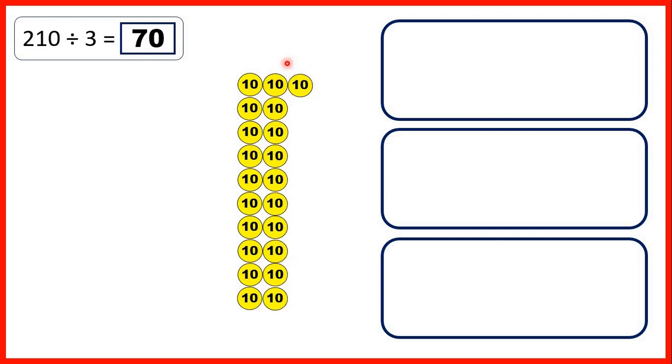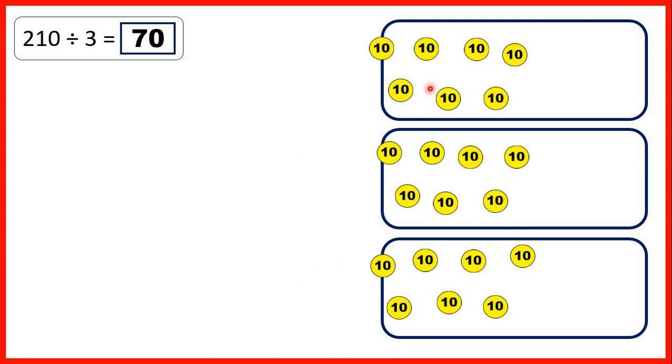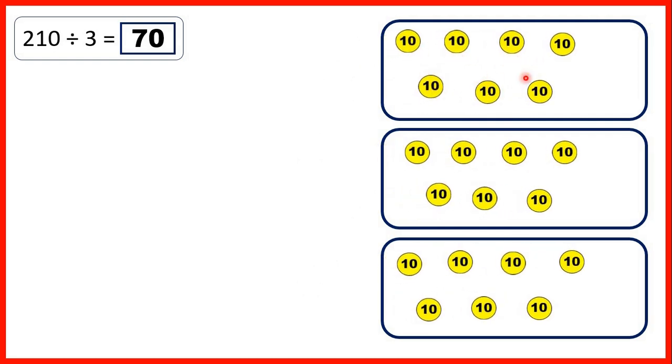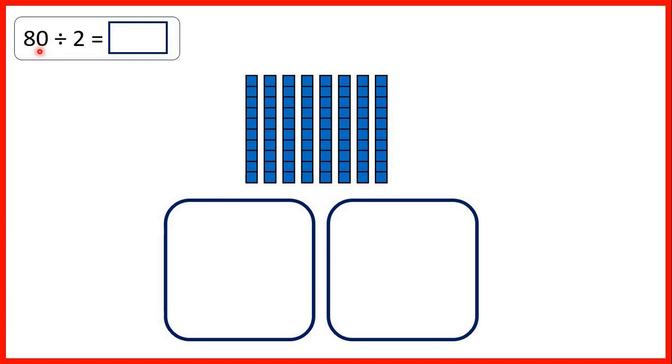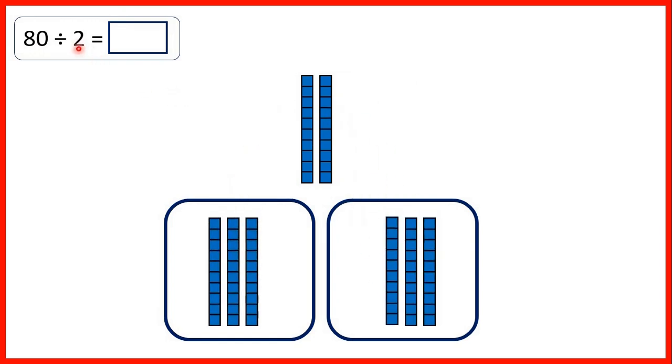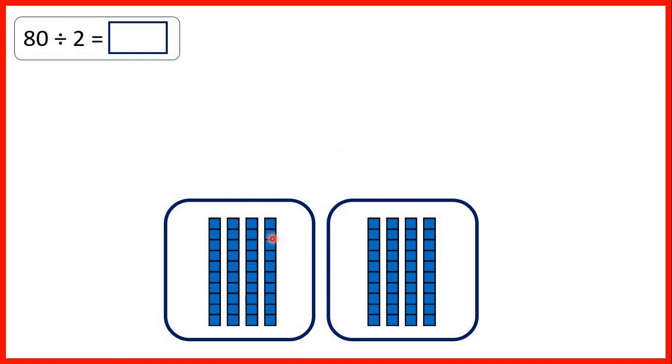That gives us 21 tens, and we can share those out to give us 7 tens in each group, so that's 70. So here we were using place value counters, but we could also show the divisions that we completed using base 10 blocks. So with 80, we have 8 tens, and for this first question, we were dividing by 2, so we can share these blocks between 2 groups. We have 4 tens in each group, so that's 40.